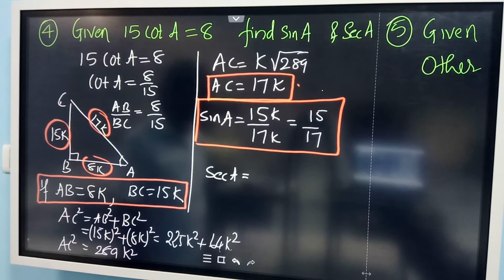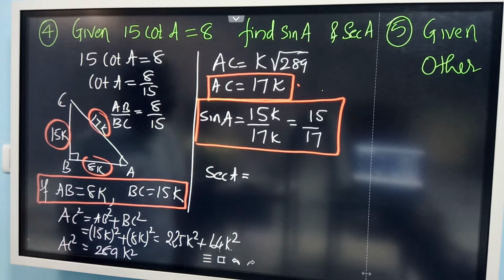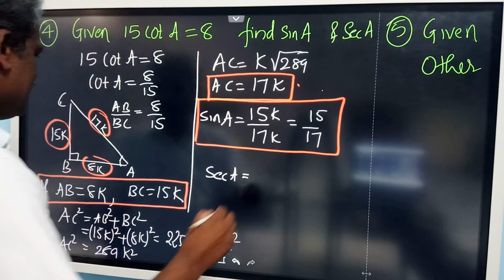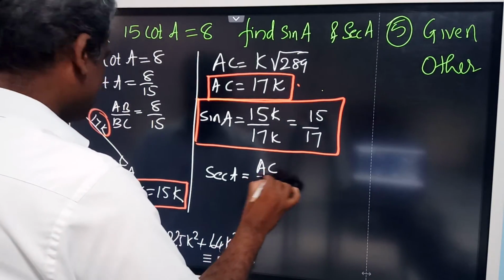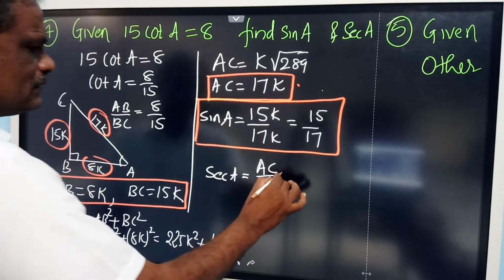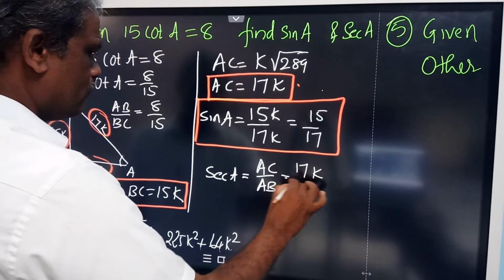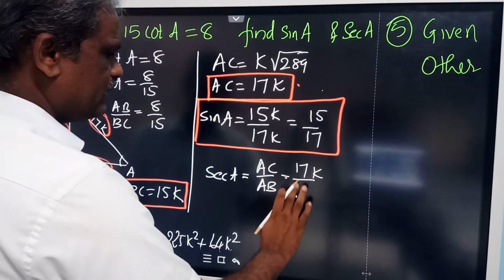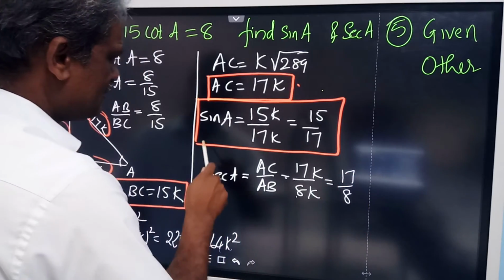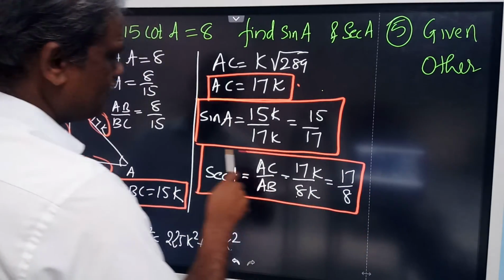Secant A? It is the reciprocal of cos A. Cos A means adjacent by hypotenuse, so the reciprocal is hypotenuse by adjacent side. It is nothing but AC by AB. So that is 17K by 8K. Good. So it is 17 by 8 units. This is secant A.